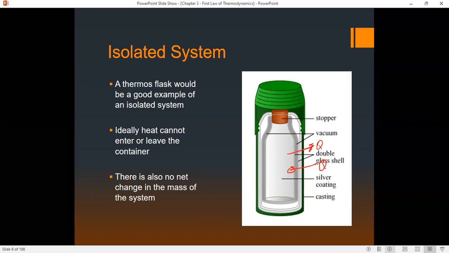If you've got a cold liquid, same thing is true. The internal energy of this system basically remains zero because it cannot interact with its surroundings. So its temperature can't change.